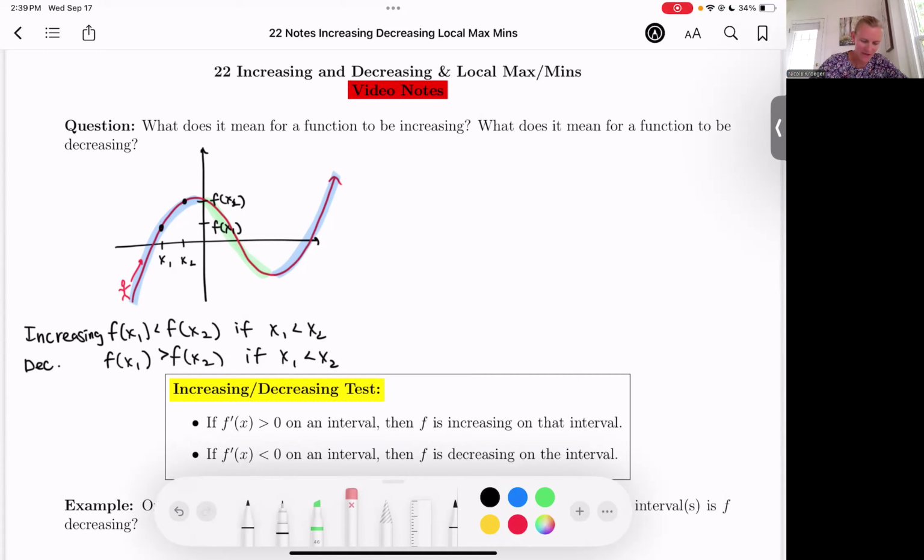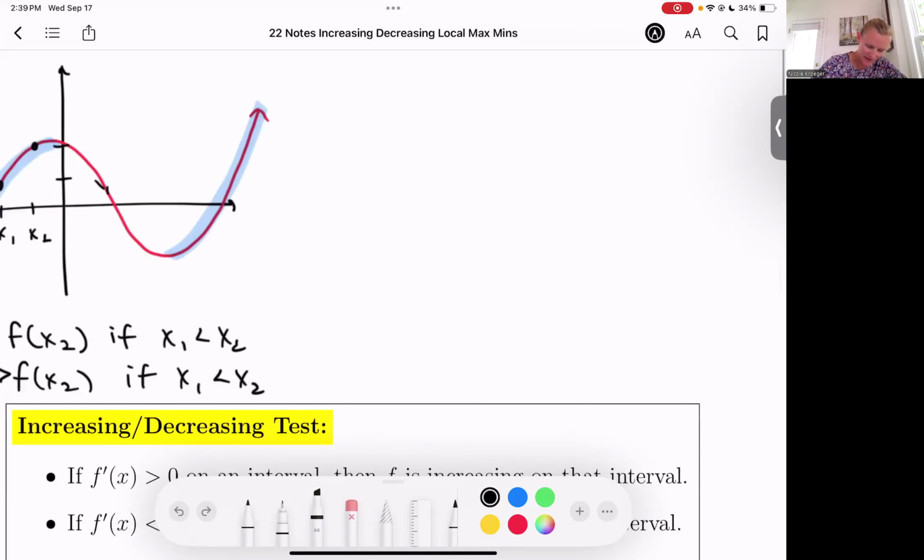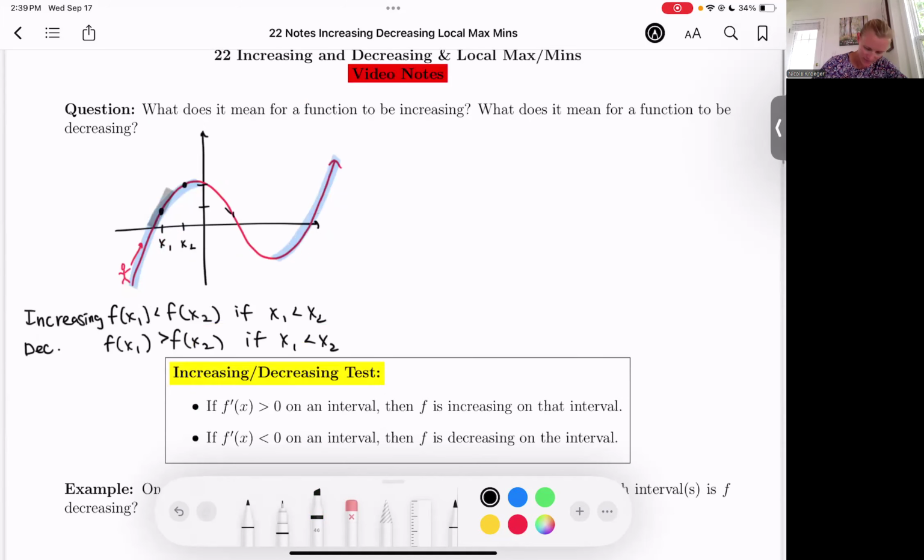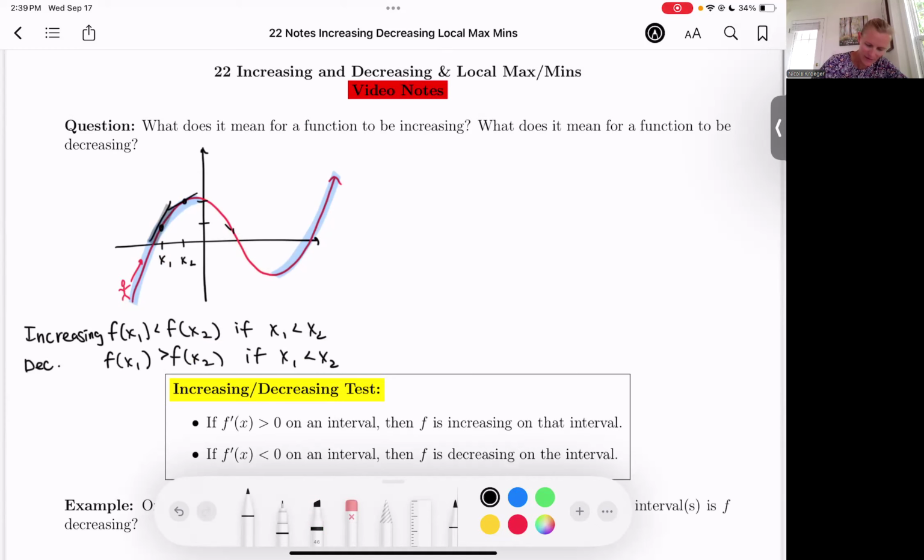If I look at my graph here, in the blue regions, the slopes of the tangent lines are all positive. Notice if I looked at any tangent lines in this region here, these all have positive slopes. So it appears as though the slopes of the tangent lines are going to be positive when my function's increasing. And then if I look at some of the places where it's decreasing, these tangent lines all look to have negative slopes. So it might be the case that the slopes are negative when our function's decreasing. That indeed turns out to be the case.